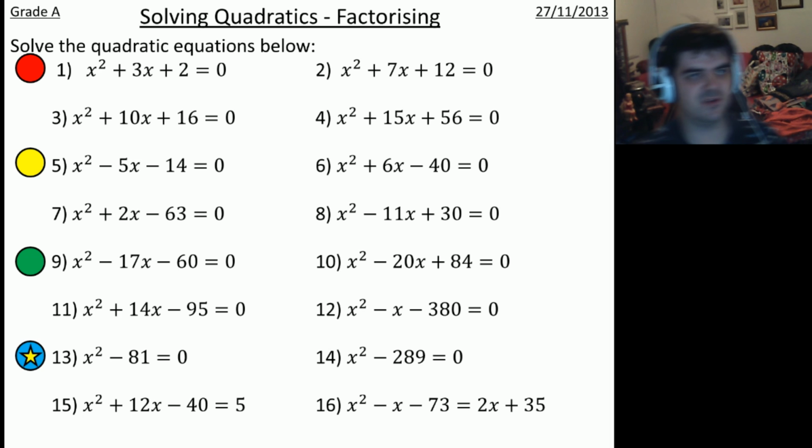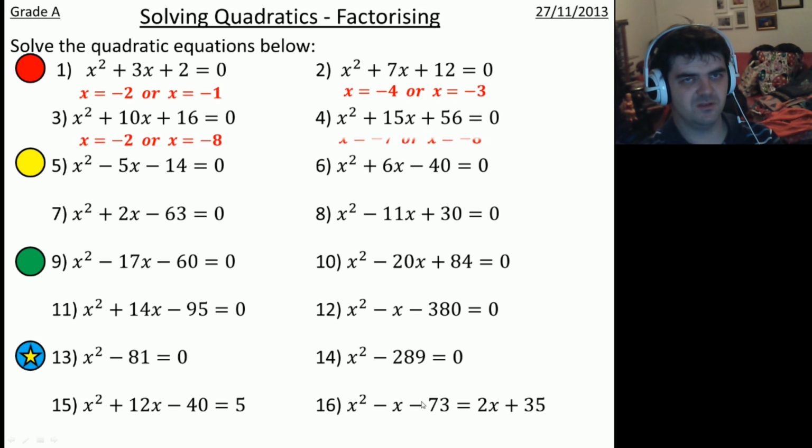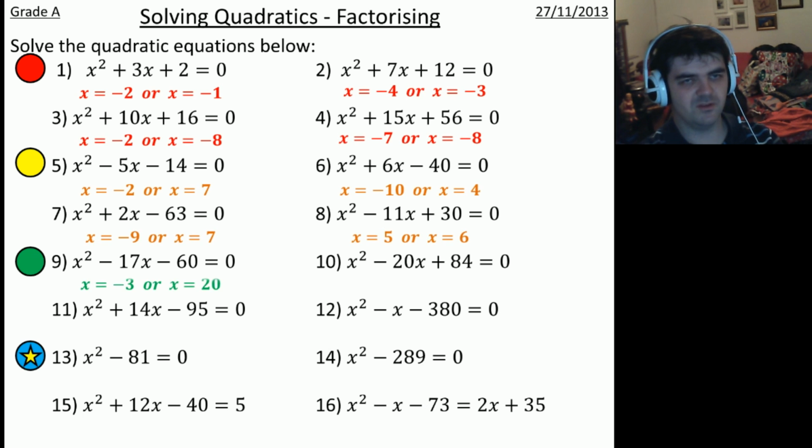Solve the following quadratic equations. Good luck. And I've left some at the end. Keep an eye out for ones that aren't equal to 0. So we're going to have to rearrange these so that they are equal to 0. I'm devious. What can I say? Alright. Okay. The answers are as follows. And again, you can pause it if you need to.